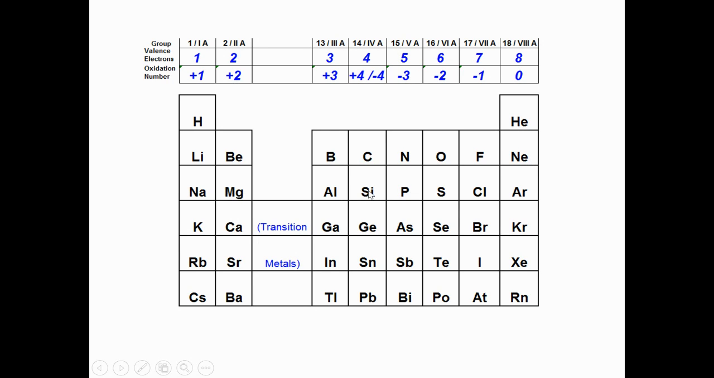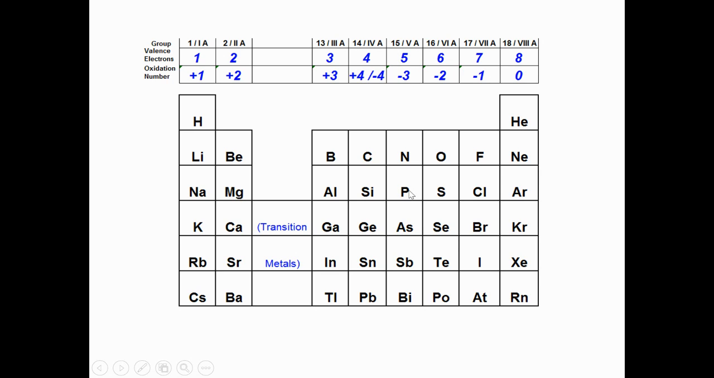With 4, it could go either way. Lose 4, gain 4, but typically the ones that are in the 4th column tend to share their electrons. Once we get above 4, rather than losing electrons to become like the previous layer, they're going to gain electrons to become like the next noble gas.